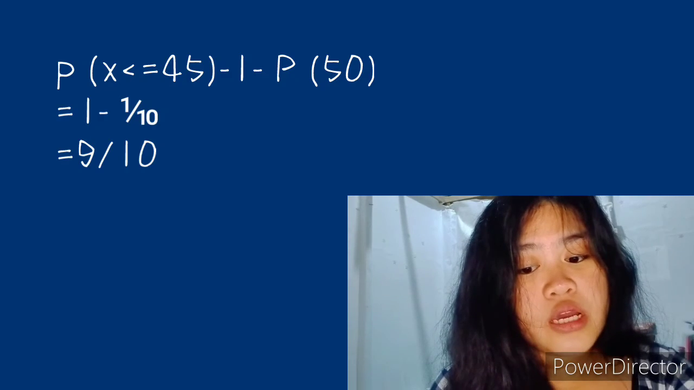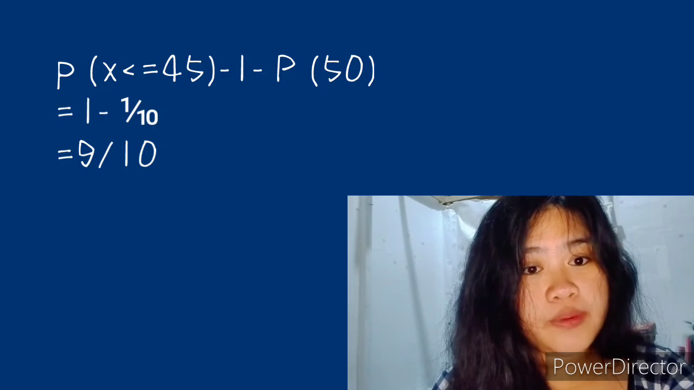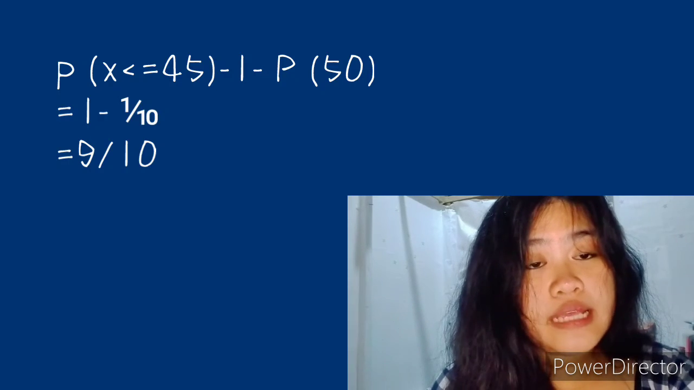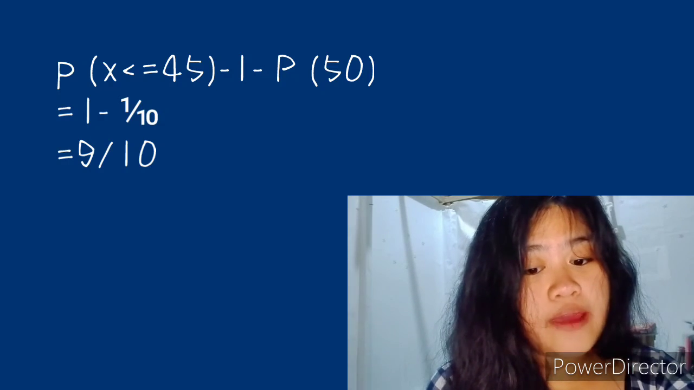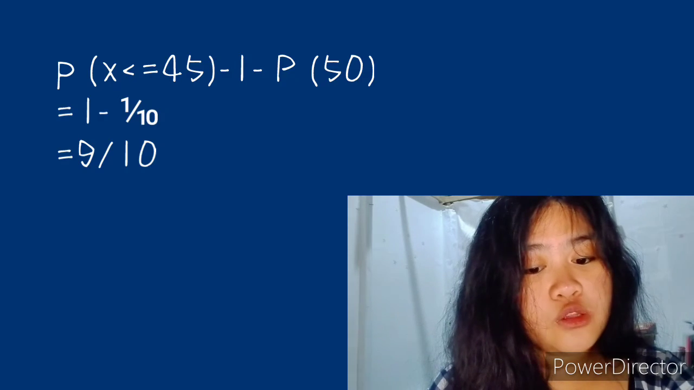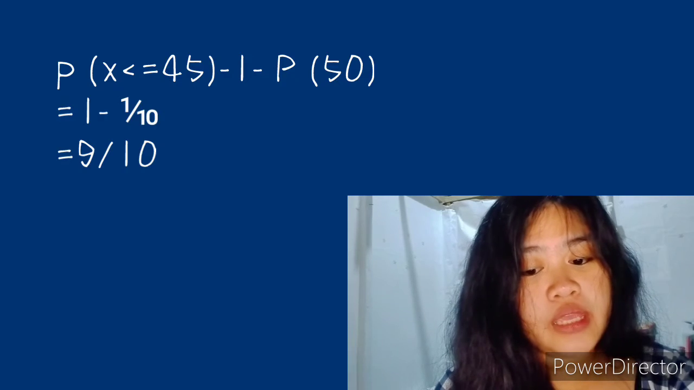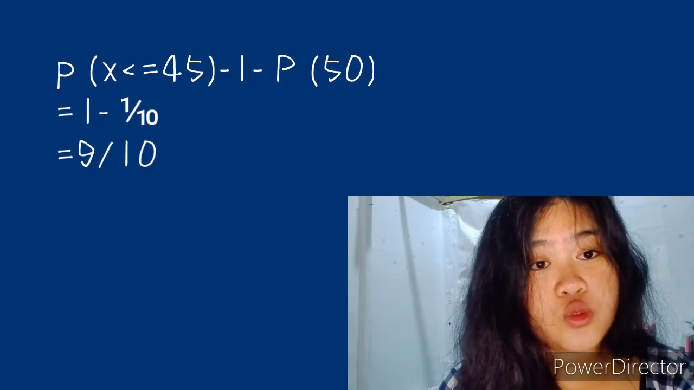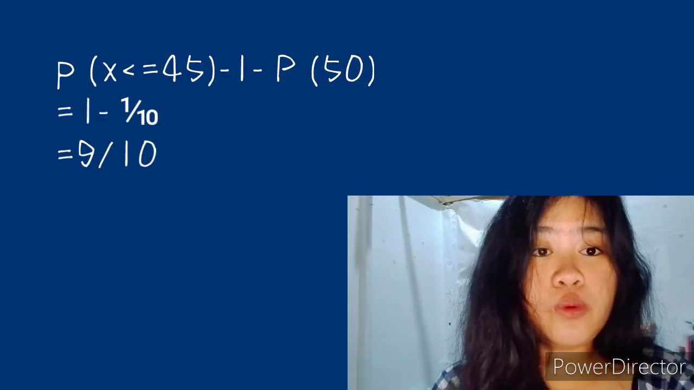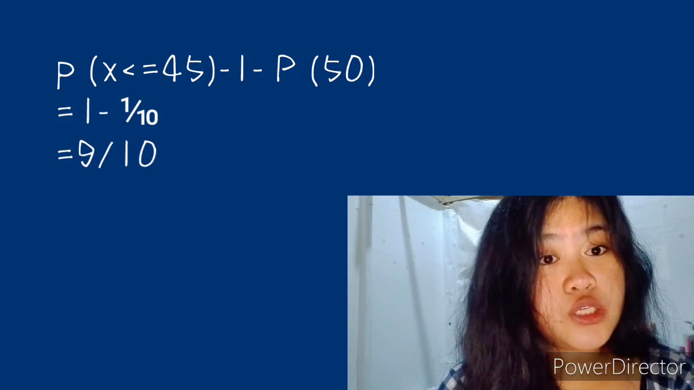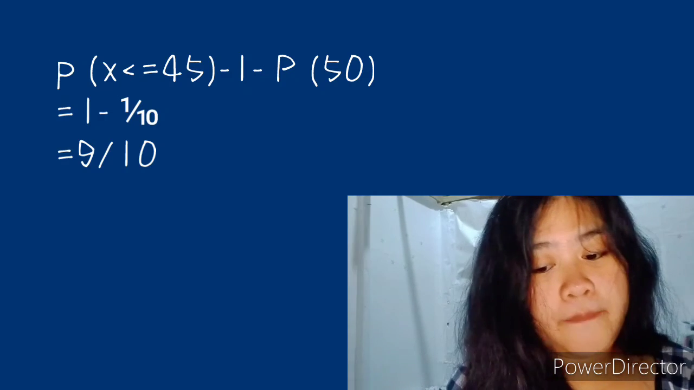There are other solutions so we can get this exact answer, or this is the shortcut that we can do. The formula that we're going to use is P(X ≤ 45) equals 1 minus P(50). It would be equal to 1 minus 1 over 10, and it would be equal to 9 over 10. That is the same answer as what we got on the first part.